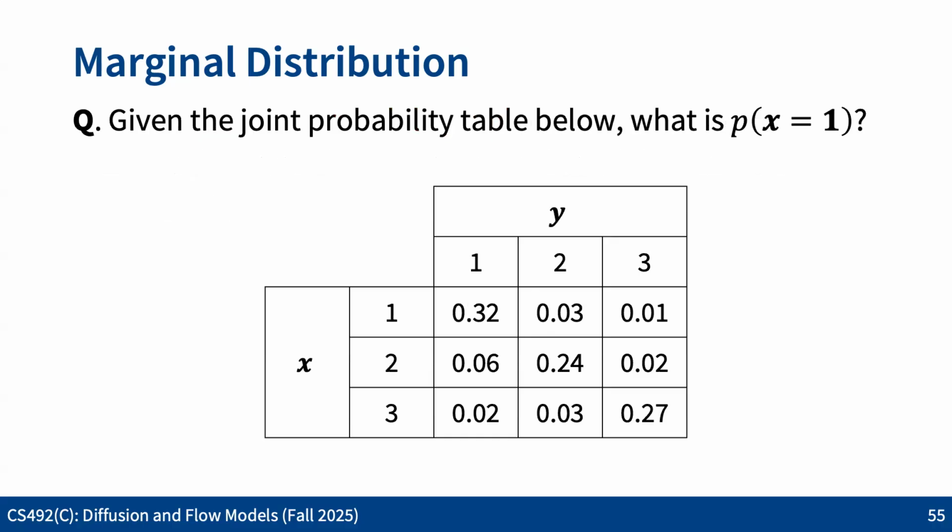Then here the quiz is, so let's think about this. Given this joint probability distribution, we have X and Y, and each of X and Y can take one of three numbers, either 1, 2, or 3, right? Given this joint probability distribution, what's the probability that X becomes 1? You can just speak up. 0.36. Do you see why 0.36?